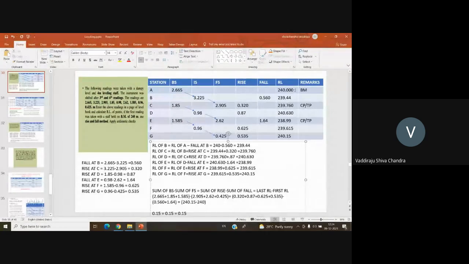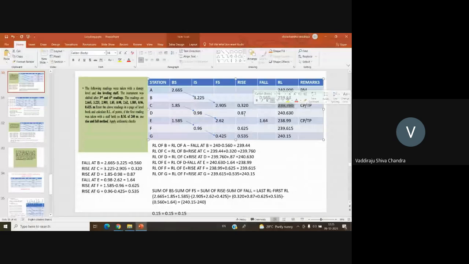RL of the benchmark is already given to you, 240 meters. From A to B, what is happening? The ground is falling. So what will be the RL? 240 minus 0.560, you will be getting the RL of B. RL of B is equal to RL of A minus fall at B. So from B to C, what is happening? The ground is rising. So the RL of C is equal to RL of B plus rise at C. 239.44 plus 0.320, you'll be getting the RL of C.